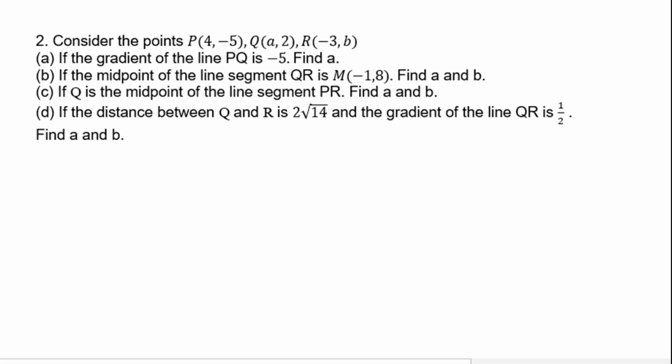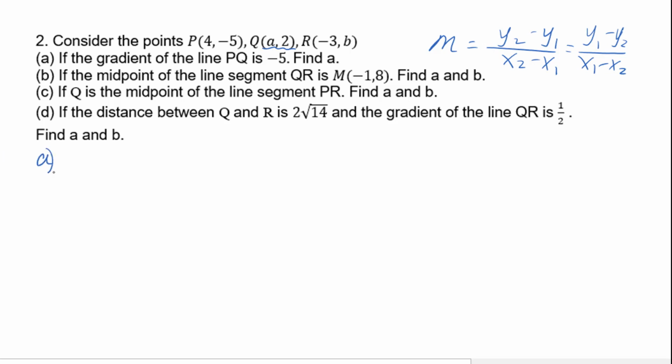This video is about linear functions. Consider the points P(4, -5), Q(a, 2), R(-3, b). If the gradient of the line PQ is -5, find a. We know the gradient means slope. Using y2 minus y1 over x2 minus x1, or y1 minus y2 over x1 minus x2.